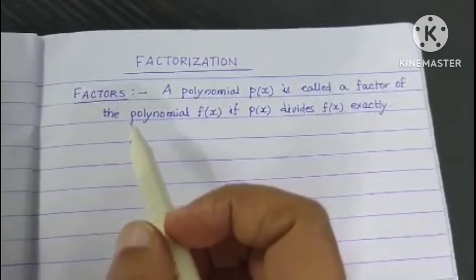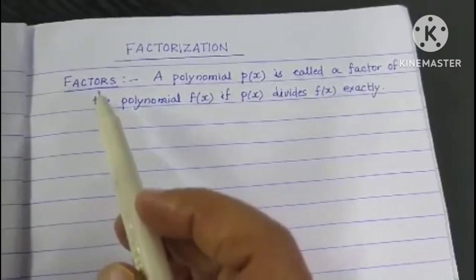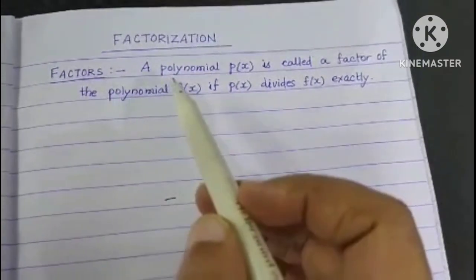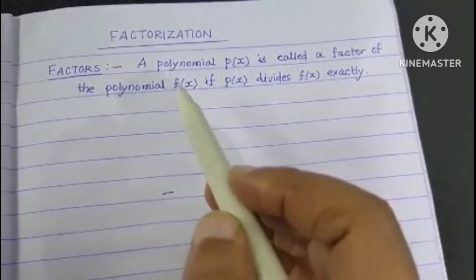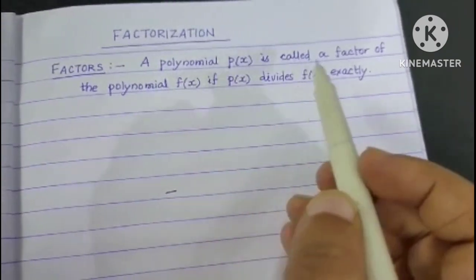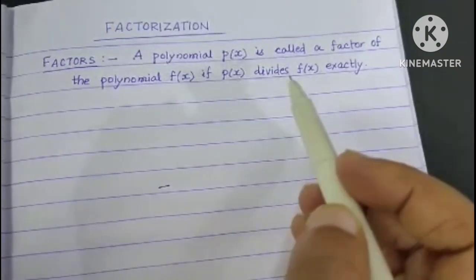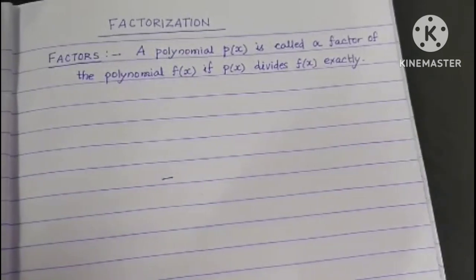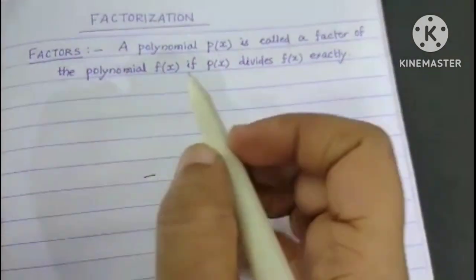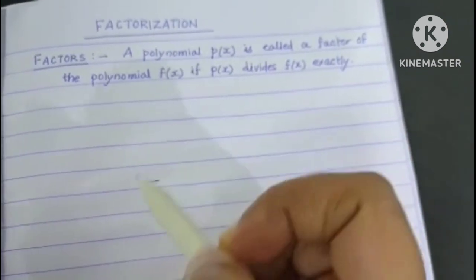So friends, let us study factorization. I have written the definition. First of all, the definition of factors. What are the factors? Suppose we have been given a polynomial f(x). So a polynomial p(x) is called a factor of the polynomial f(x) if p(x) divides f(x) exactly. Means there should not be any remainder. The remainder should be 0.